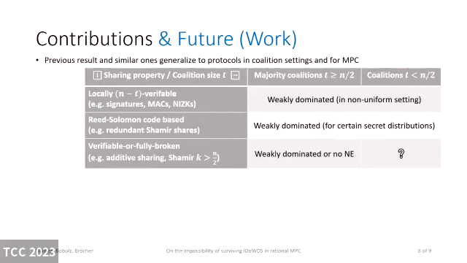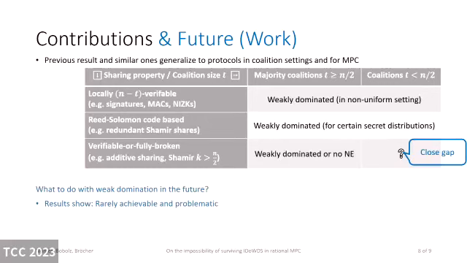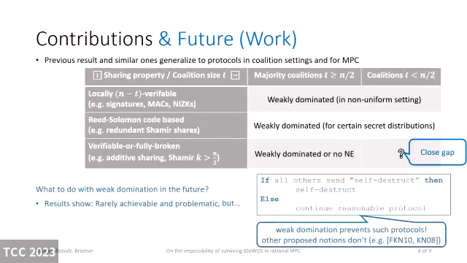And for the future, it's open whether we can show something for coalitions which are non-majority in the last setting. And also, how should we proceed with weak domination? What we have shown is that it's rarely achievable. And back then, it was also shown that there are problems with this notion. However, we think weak domination has some nice features.